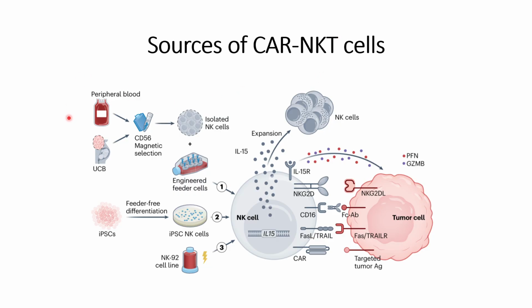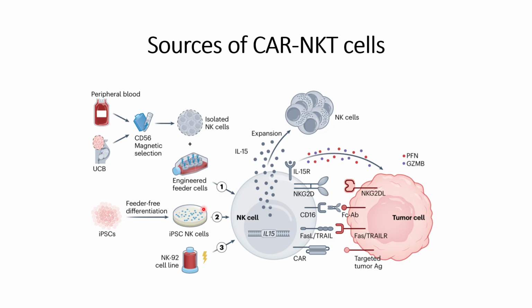One of the common or main sources is peripheral blood. One can directly take the natural killer cells from the patients, isolate them, and engineer them in the feeder cells. That will help in the expansion of these NK cells, and then we do the modifications to make the CAR-NKT cells, which can be used for the treatment against tumors.